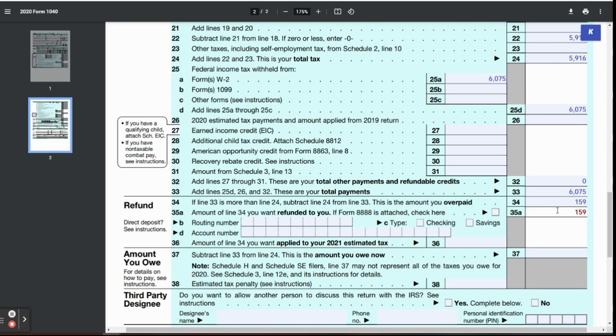So again, her total payments was $6,075. Her tax liability was $5,916. So she paid more than her liability, and she receives that difference in a refund, which is $159.